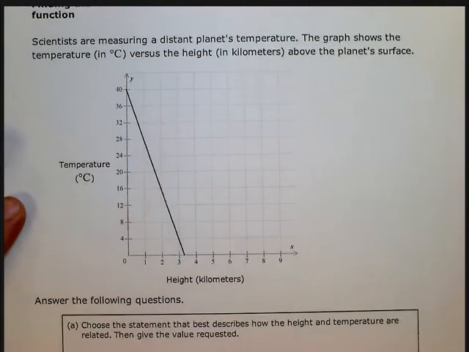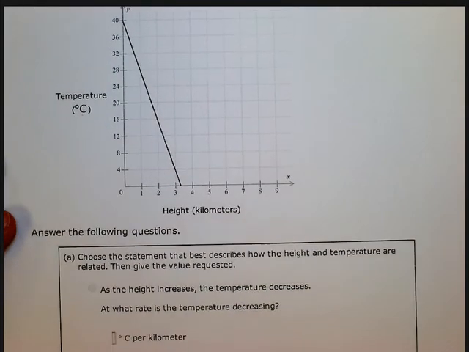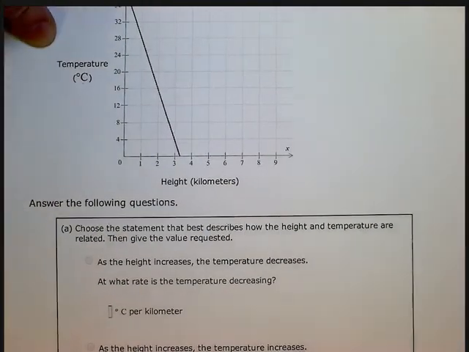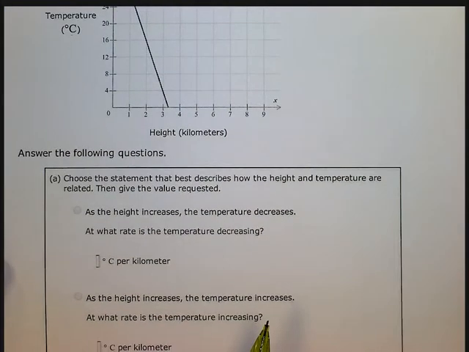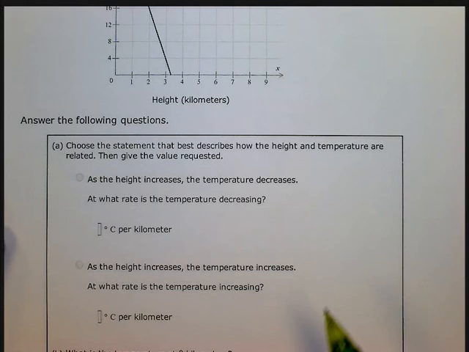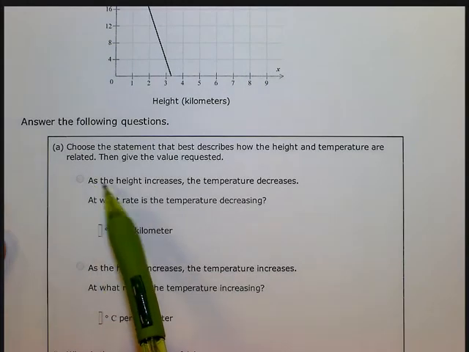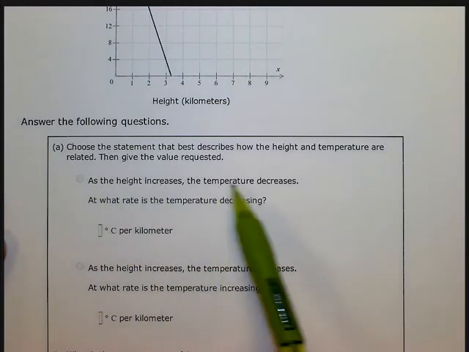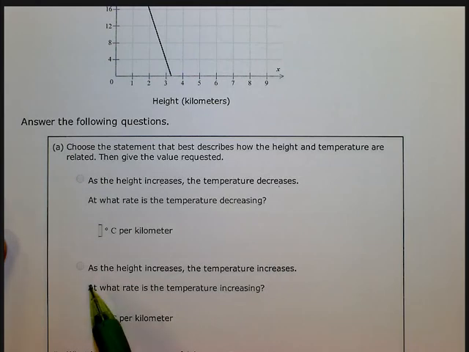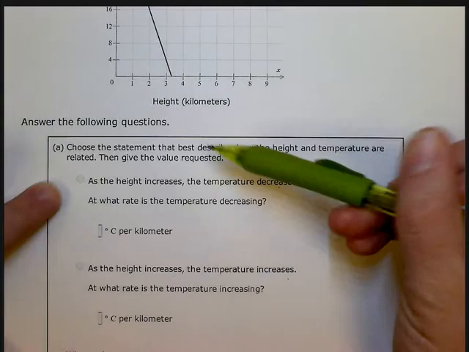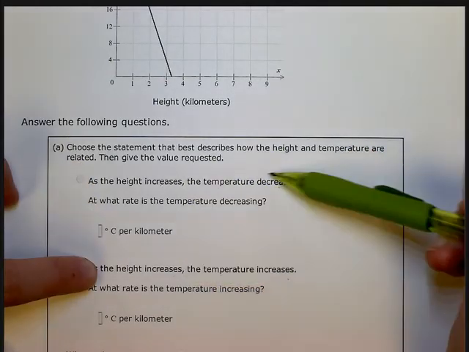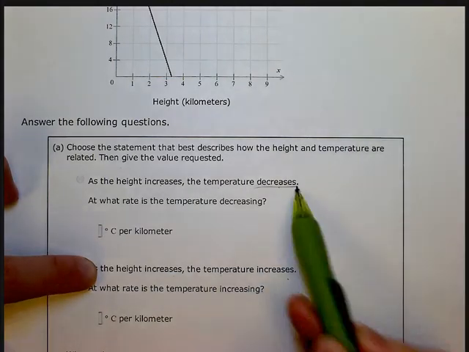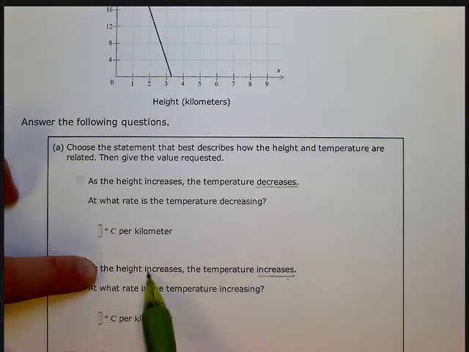Question A says, choose the statement that best describes how the height and temperature are related. Then give the value requested. So here are our two options. It says either as the height increases, the temperature decreases, or as the height increases, the temperature increases. So I'm going to be looking at when the height is increasing, and I want to see what the temperature is doing.